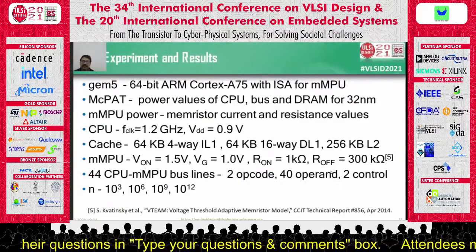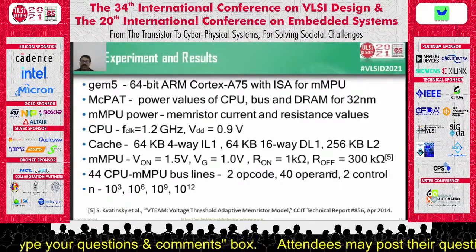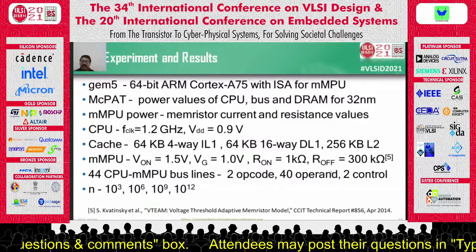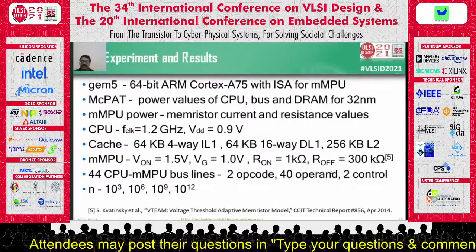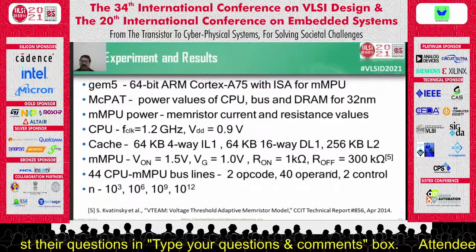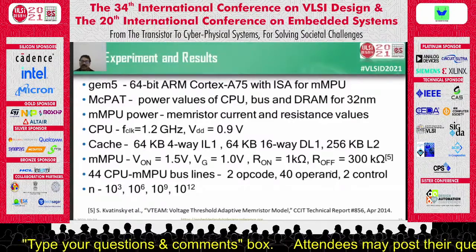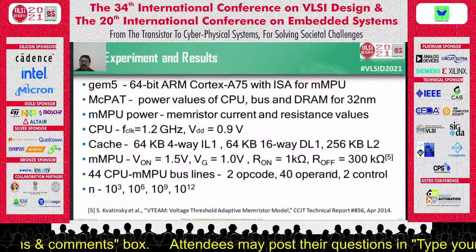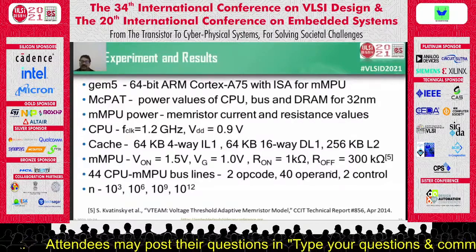The experiments have been performed on the gem5 architecture simulator, where we have extended the ARM Cortex-A75 architecture with the instruction set for the MMPU. McPAT finds the power values of the CPU, bus, and DRAM for 32 nanometer technology. The MMPU power values are obtained from the current and the resistance values of the memristors during the micro operations.